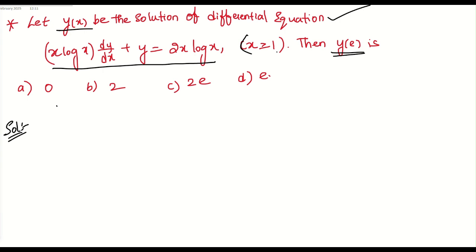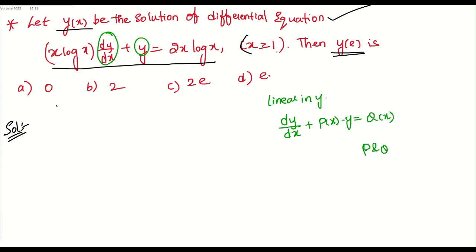I can clearly see what form this is in. I have only dy by dx and y terms, which I will call linear in y. What is linear in y? Suppose I have any equation of the form dy by dx plus p of x into y equals q of x, where p and q are functions of x alone. This kind of equation we call linear in y.